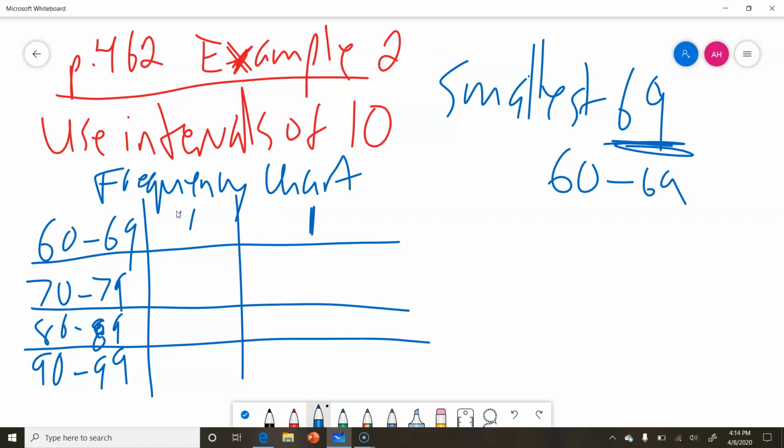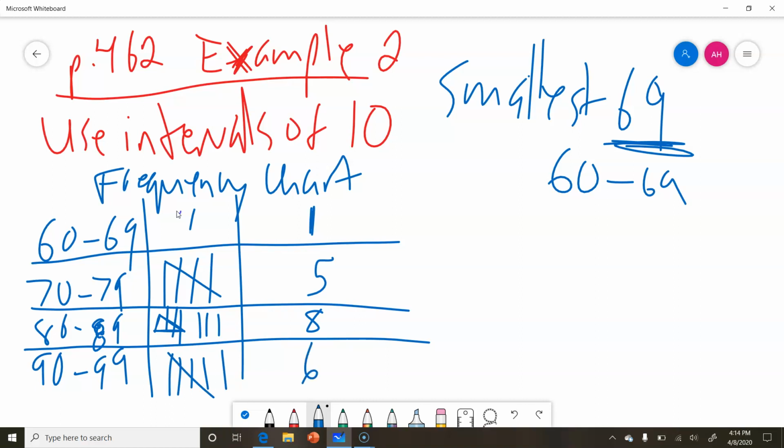How many are in the other one? There are 5 in this. 2, 3, 4, 5. So we write 5. There are 8. 1, 2, 3, 4, 5, 6, 7, 8 here in the 80 to 89 range. And then there are 6. 1, 2, 3, 4, 5, 6 in that range.